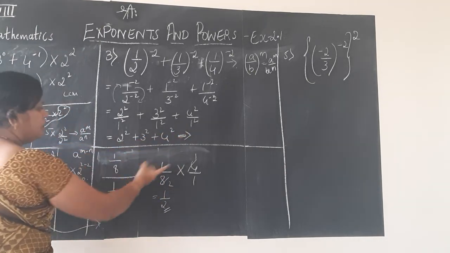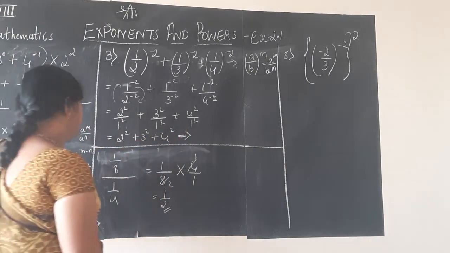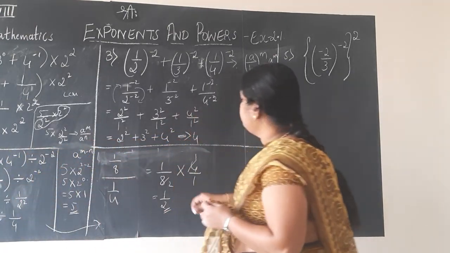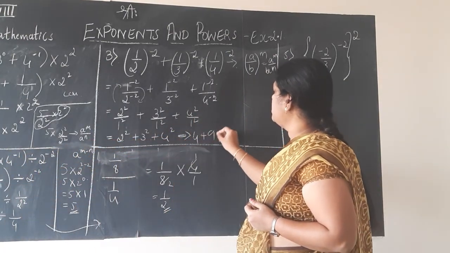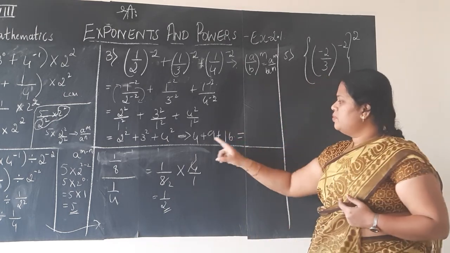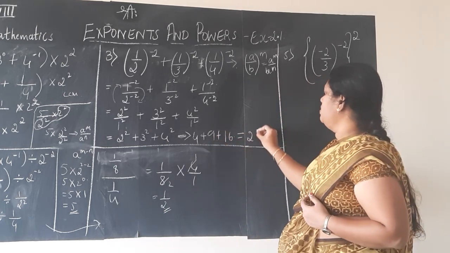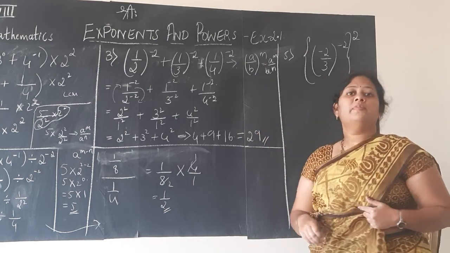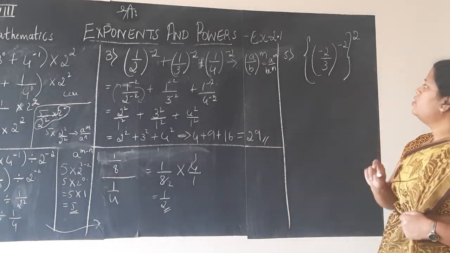This step you should write below. I will write it beside. What is 2 square? 4. Plus what is 3 square? 9. Plus what is 4 square? 16. When you add them up, 16 plus 4 is 20. 20 plus 9 is 29, which is the answer. That is about the third problem.